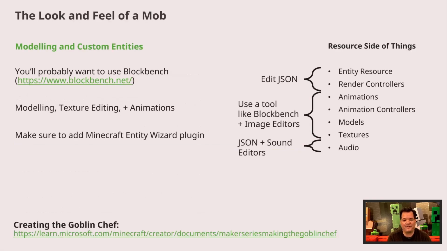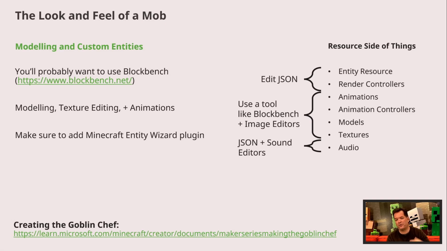Speaking of things like animations, the look and feel of a mob is configured by a number of different things on the resource side. There's a core definition for the entity resource. There's this thing called render controllers, which can be used to implement certain behaviors about how textures swap and change. For example, if you look at the cat mob inside of Minecraft, one of my favorite mobs, there are like 15 variants of different types of cats, and that's all configured by swapping out the different textures using a render controller.